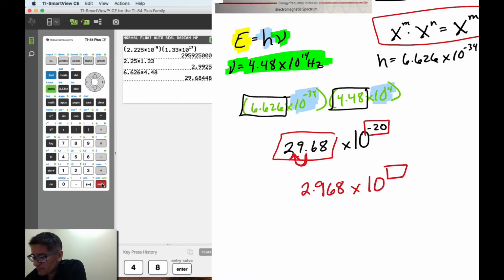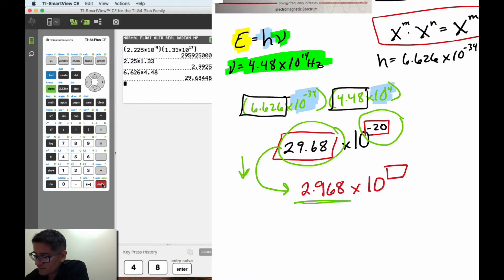Now, the way that I always found it easier to remember how it changes is that I looked at what I started with and what I ended up with. I started with 29.68, and I ended up with 2.96, and that number went down. So I always remember that this term right here has an inverse relationship with that term right there, so an opposite. So if my term went down, so I went from 29 to 2.9, that means that my exponent will go up. It'll increase. And it was a negative 20, so that means it will become a negative 19.